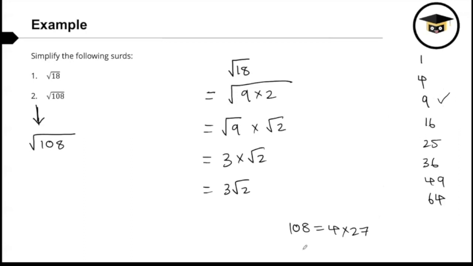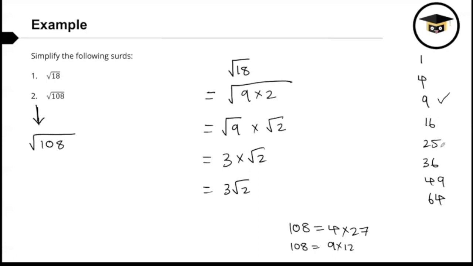Now, 9. 9 also goes into 108. We know that 108 is equal to 9 times 12. So that also works. How about 16? Does 16 go into 108? Well, no. So 16 does not go into 108.